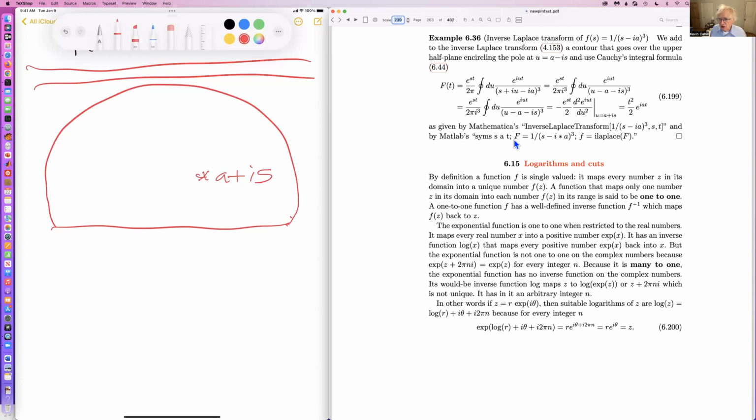MATLAB is a little more complicated. You have to tell MATLAB that s, a, and t are not numbers, but are symbolic variables. So you write syms s a t on one line. The next line, you don't need a semicolon then. The next line, you say F is the function whose inverse Laplace transform you want, and then you say f equals ilaplace of F. And in both cases, they give you this answer. So those are actually three examples.